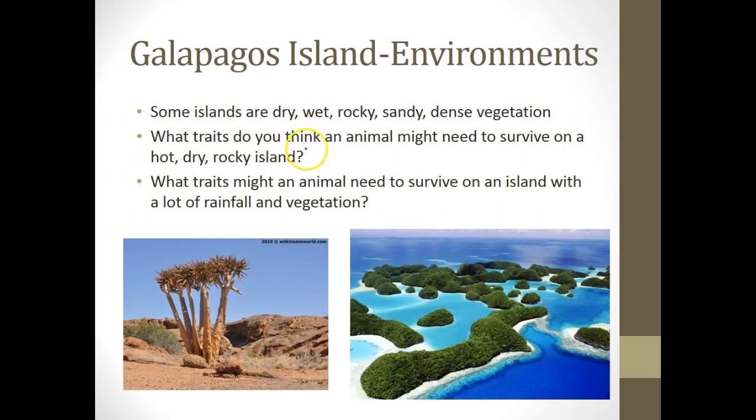Here's a picture of some of the Galapagos-type islands or environments. Some are very hot, dry, rocky, sandy, arid, and some are very lush, tropical, vegetative-type islands. And so what traits do you think an animal might need to survive on hot, dry, rocky islands? This type of environment is very harsh to live in, and so the organisms that live there have to have maybe water filtration adaptations and be able to conserve water, whereas water is readily available here, and so they probably don't need to have as much water conservation type traits.